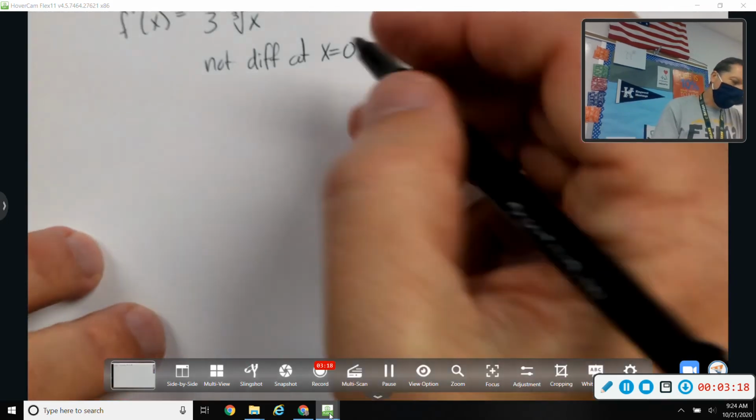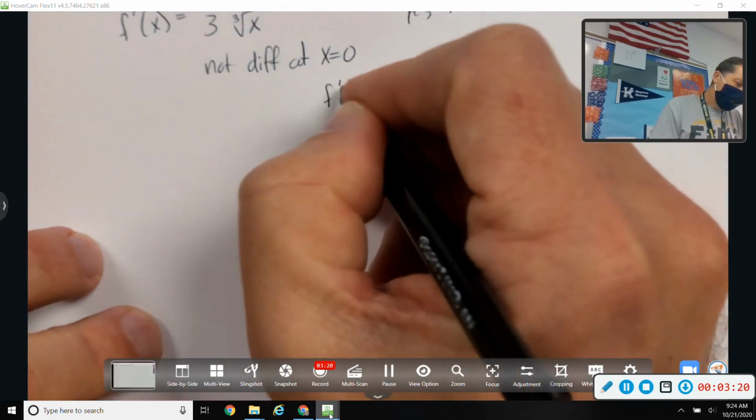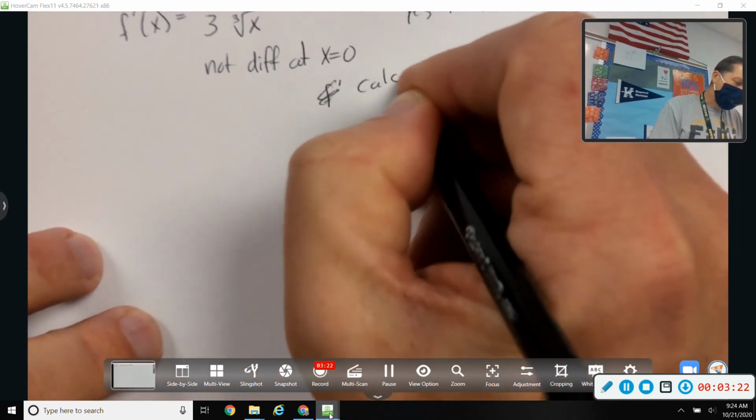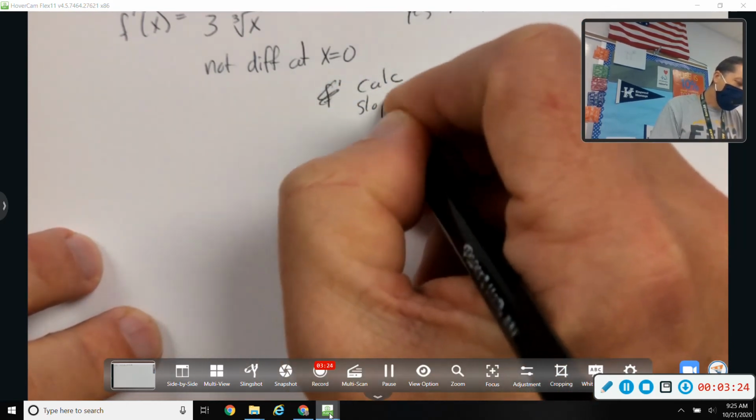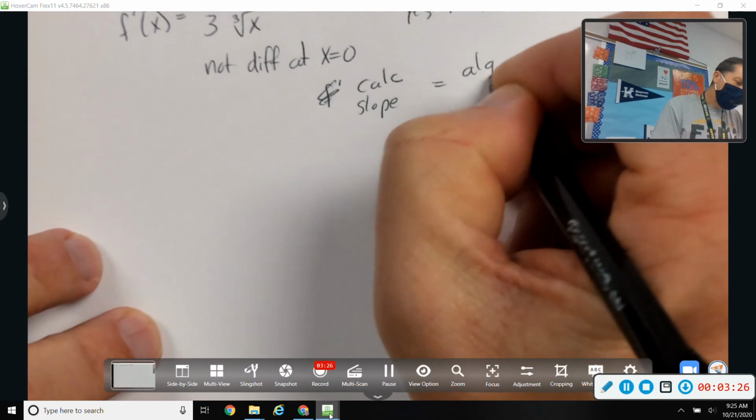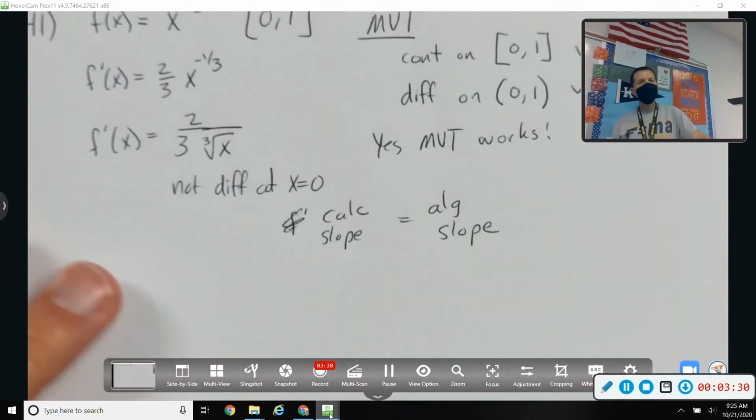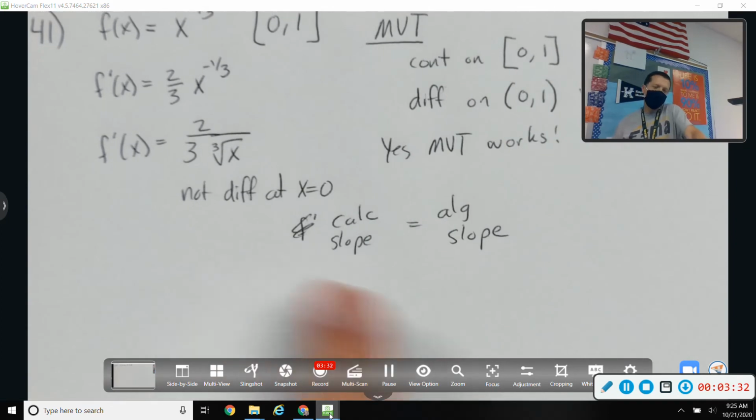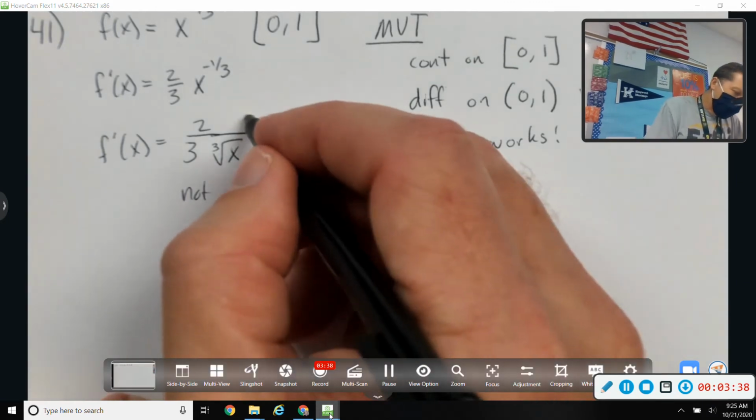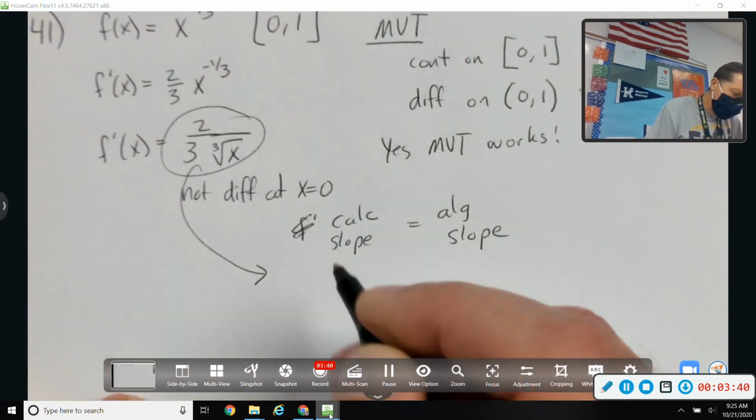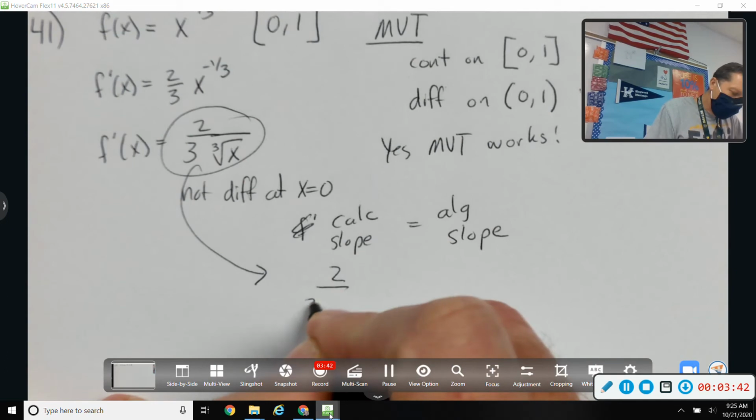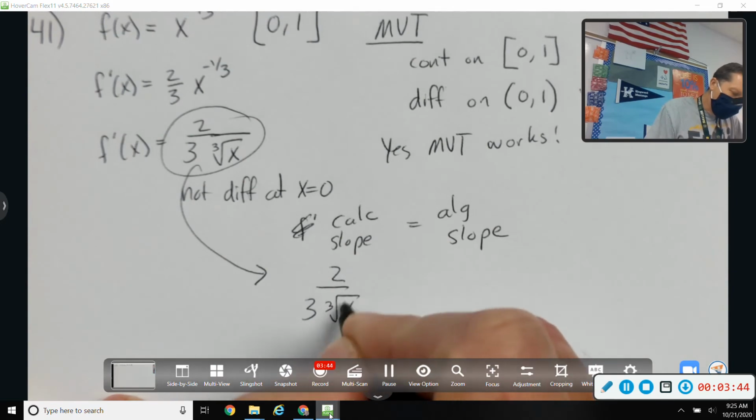Now I need to actually do the problem and find where it works. My first thought with MVT is always calculus slope equals algebra slope. I don't memorize formulas. I mean, I know formulas that go with those, but MVT is calculus slope equals algebra slope. Calculus slope we already found: 2 over 3 cube root of x.